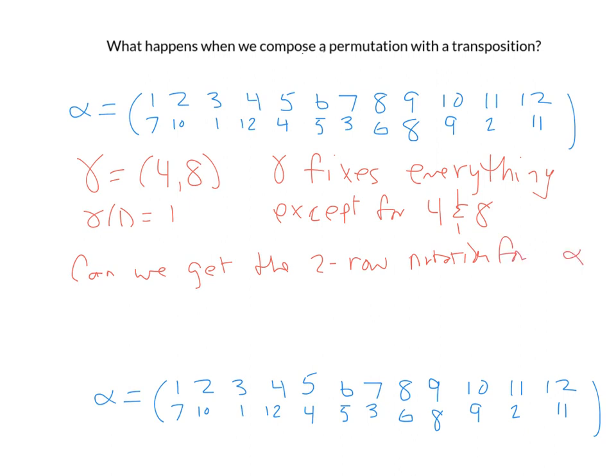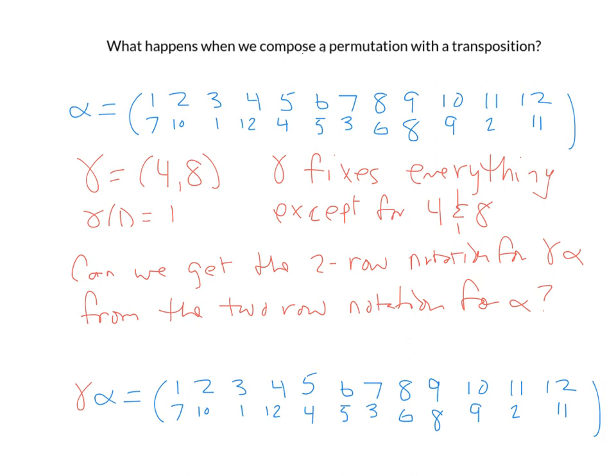for first do alpha, then do gamma from the 2-row notation for alpha? Now, we conveniently have another copy of alpha down here. Symbolically, the composition would be written that way. In other words, what we are looking at is first do alpha, then do gamma.